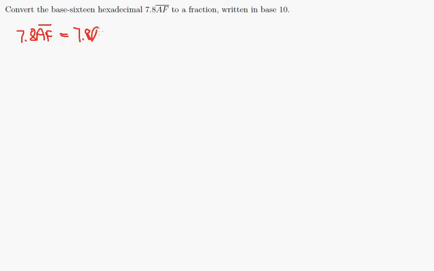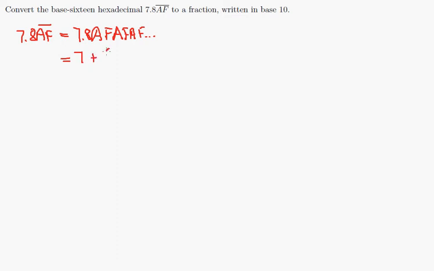7.8AF, AF, AF, and so on. Okay, now this is in base 16, so the 7 just means 7.